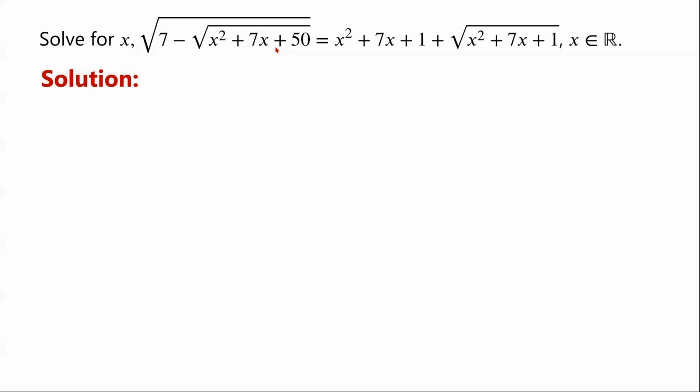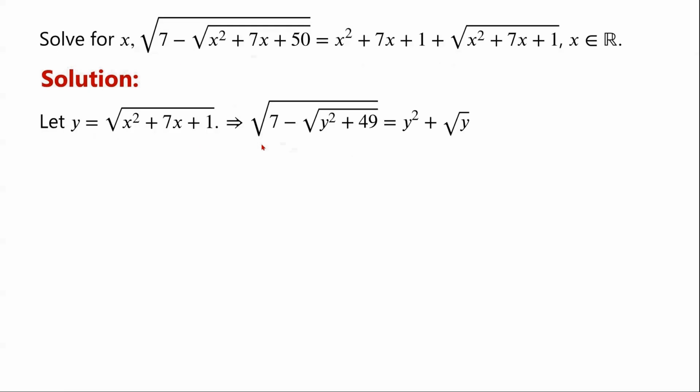So, we might consider using the substitution method to solve this equation. Let y equal the root of x squared plus 7x plus 1. Then, the equation can be written as the root of 7 minus the root of y squared plus 49 equals y squared plus root y. So what's the next step?